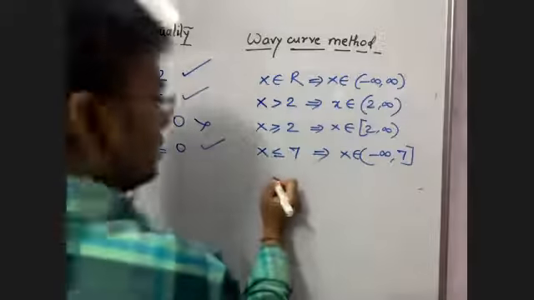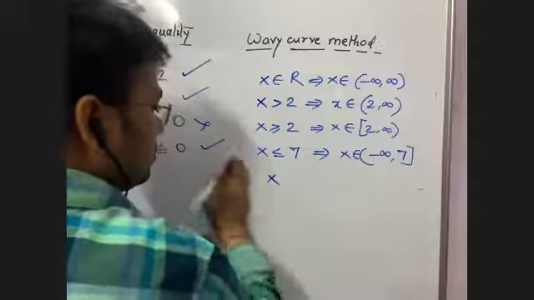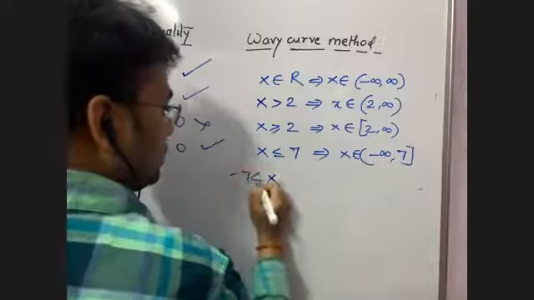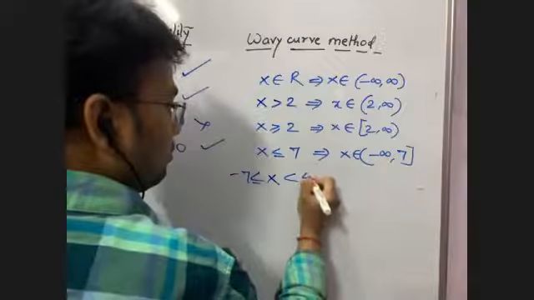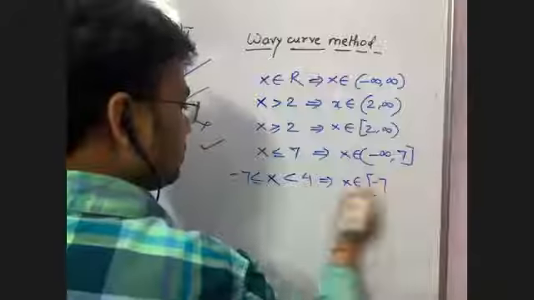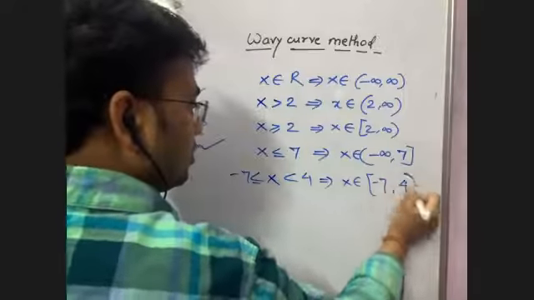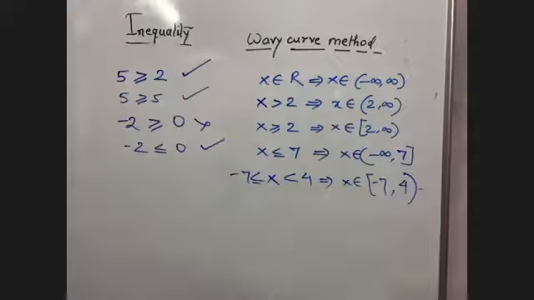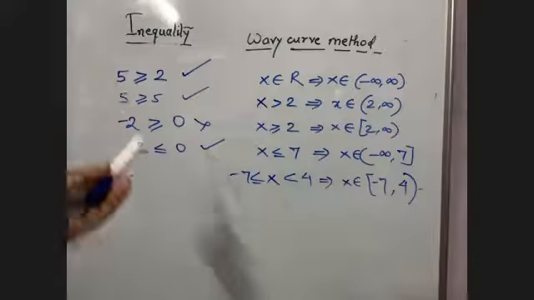Suppose x is between -7 and 4. I can write it as x belongs to [-7, 4), where -7 is kept closed and 4 is open. Now things are getting clear to everybody, I hope. So brackets are clear to everybody. These things are clear.